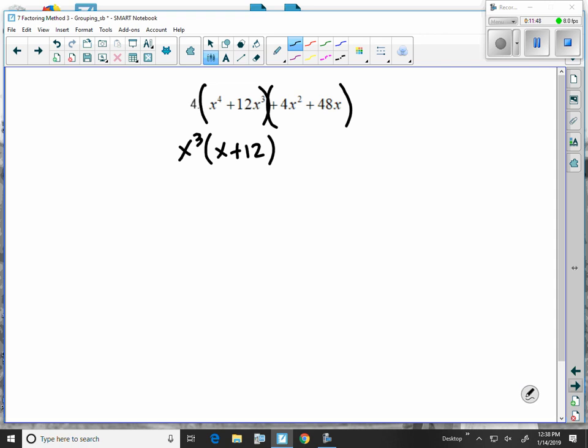Okay, what's our next GCF? Positive 4x. So we should have an x left there, yes? And then what's 48 divided by 4? 12. And our x's cancel. Parentheses the same? Yep.